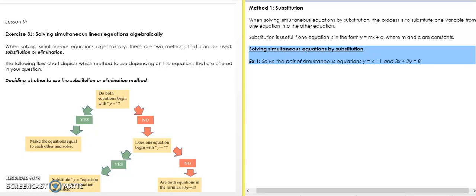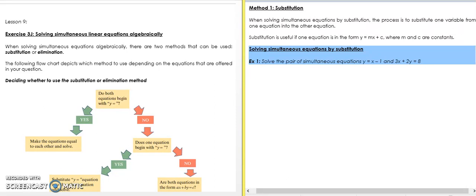This is lesson 9, exercise 3J, solving simultaneous linear equations algebraically. So the previous exercise, we looked at solving it using our CAS calculators, which was the easy way. This one, solving it simultaneously using algebraic skills, is much trickier.